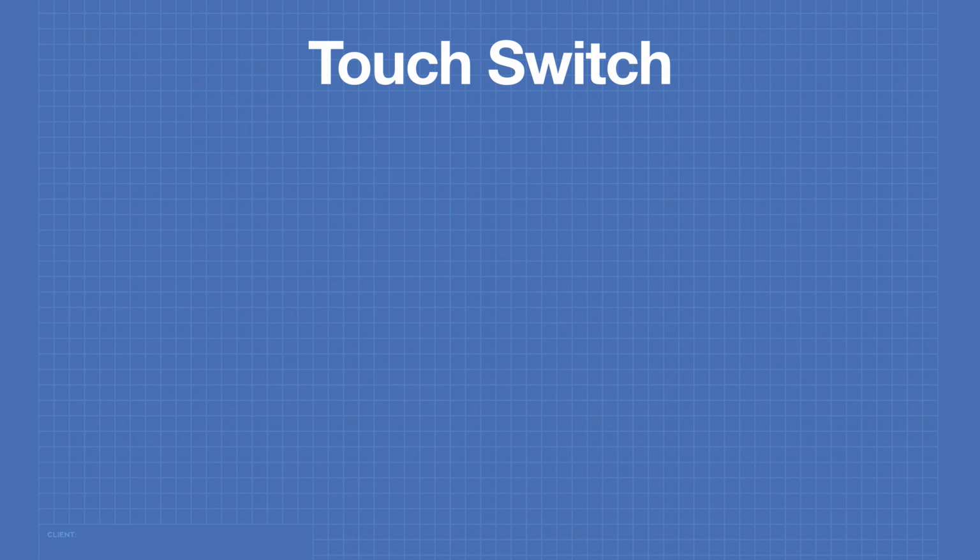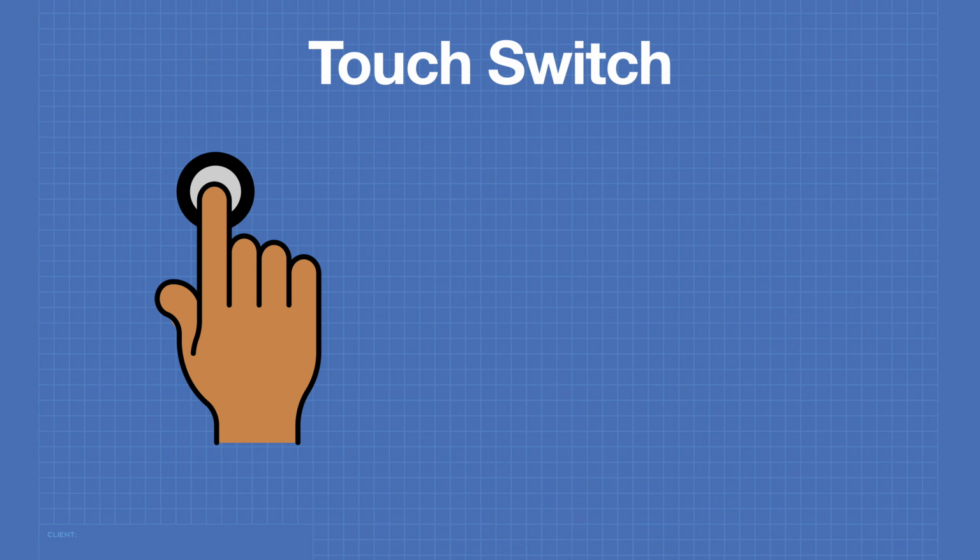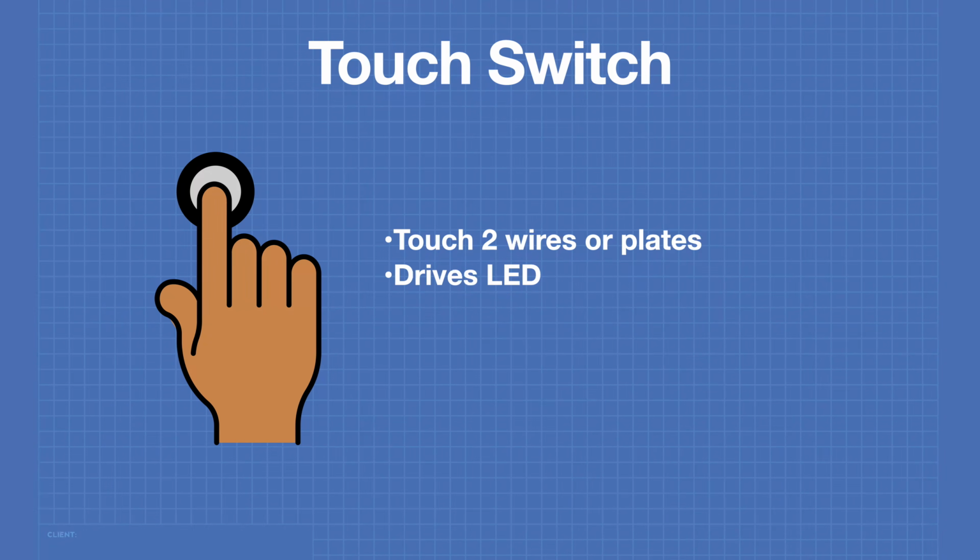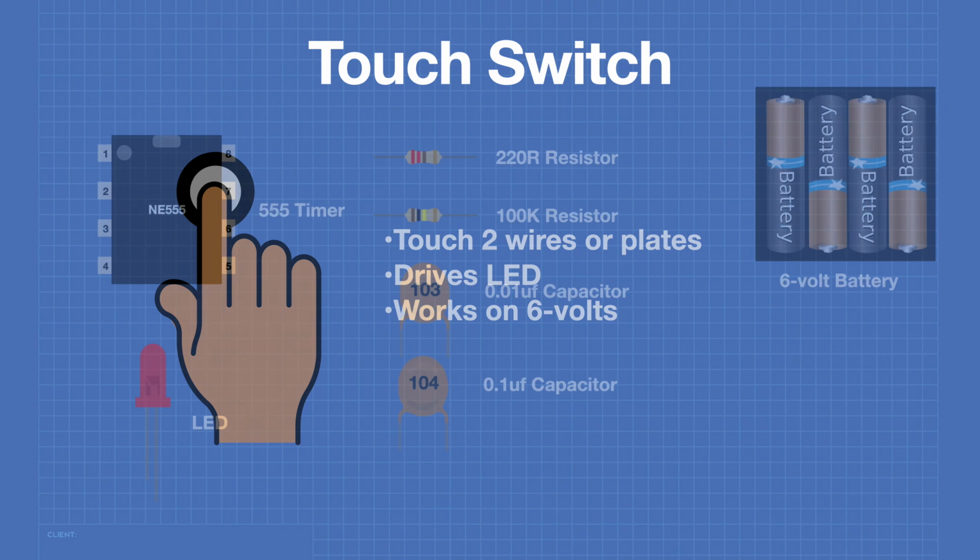In this 555 timer project, we're going to build a simple touch switch. Our touch switch will use 2 wires or plates, and when you touch them, the switch will be activated. In our case, we're going to drive an LED, but of course you could add a relay or opto-isolator and drive something other than an LED if you wished.